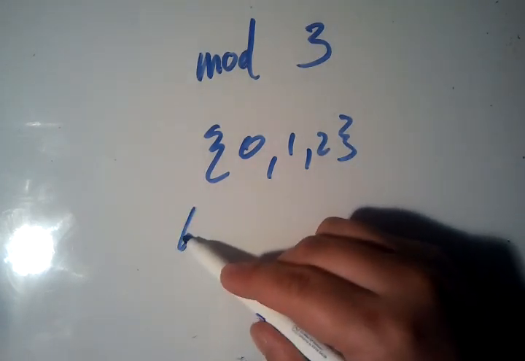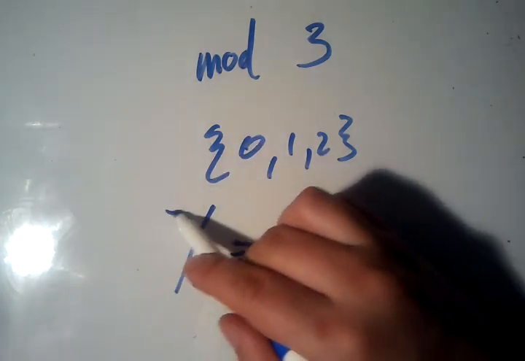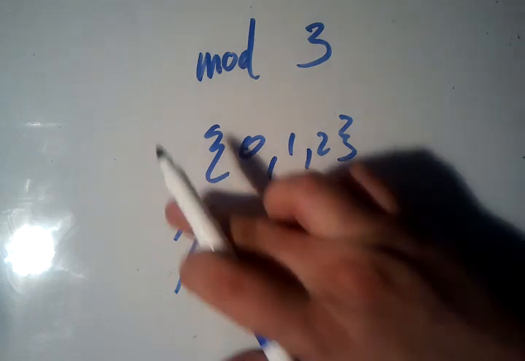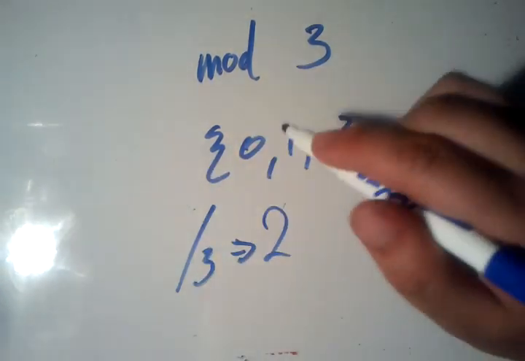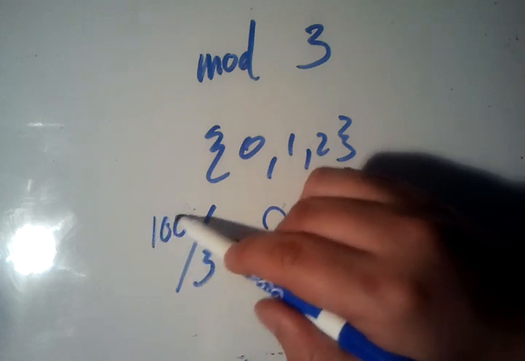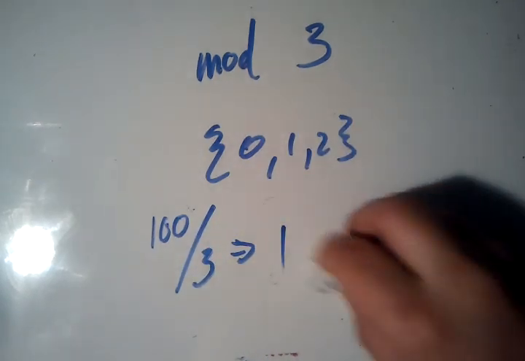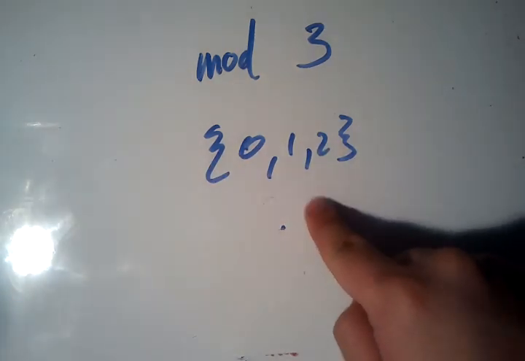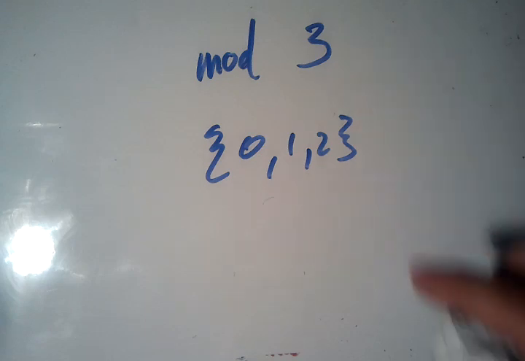For example, when you take the number 6 and divide by 3, you get a remainder of 0. When you take the number 7 divided by 3, you get the remainder of 1, and the number 8, you get a remainder of 2. So any number you take and you divide it by 3, you're going to get one of these remainders no matter what. So that is why this is a complete residue system of mod 3.